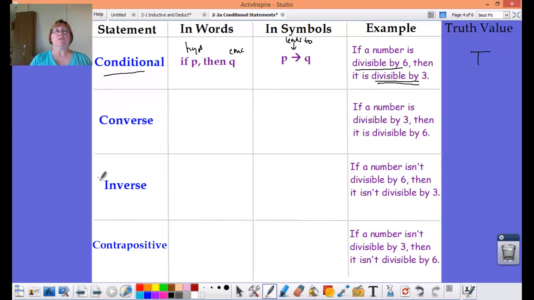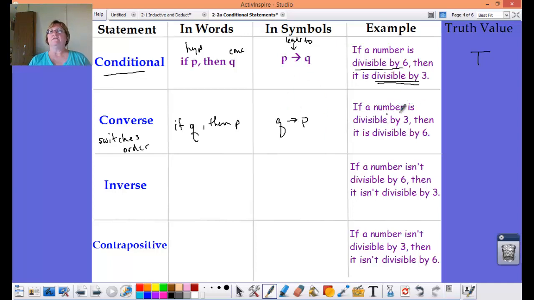Now, we are going to talk about 3 statements closely related to the conditional, but they switch the order of things or sometimes negate. The first of those statements is the converse, and the converse does switch the order. So in words, you'd say switching P and Q, hypothesis and conclusion: if Q, then P. In symbols, Q leads to P. We switch things right around, right?